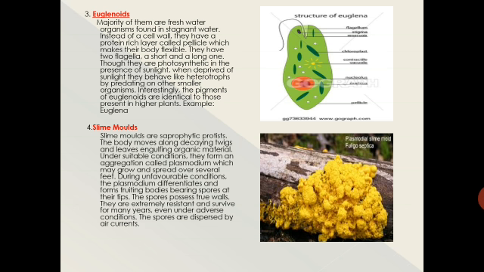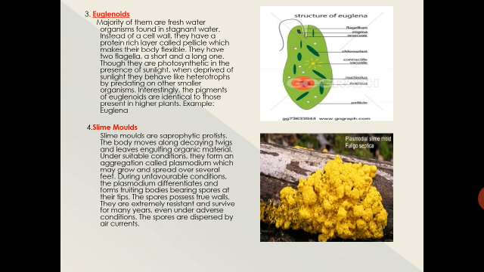Though they are photosynthetic in the presence of light, in the absence of light they behave like heterotrophs by predating on other smaller organisms. That is, in the absence of light they are dependent on other organisms. Interestingly, the pigments of euglenoids are identical to those present in higher plants. An example of euglenoids is Euglena.